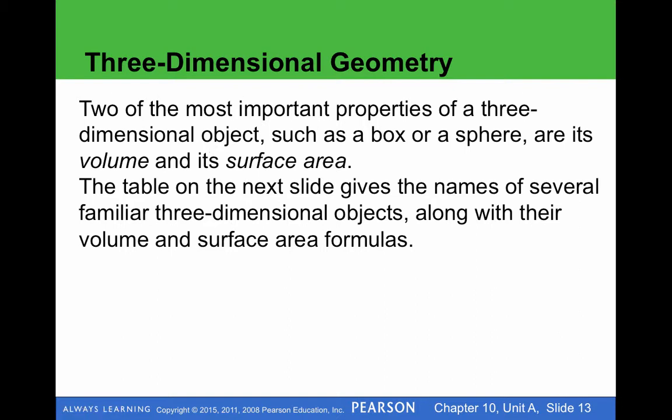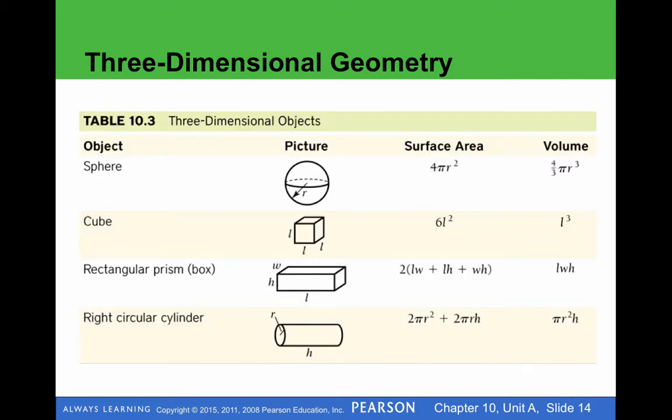So the table on the next slide gives the names of several familiar three-dimensional objects along with their volume and surface area. We have a cube, the formulas are here. We have a sphere, a cube, a rectangular prism, which is just a box, and a cylinder. And here are our formulas.